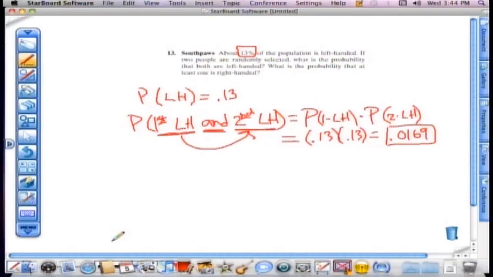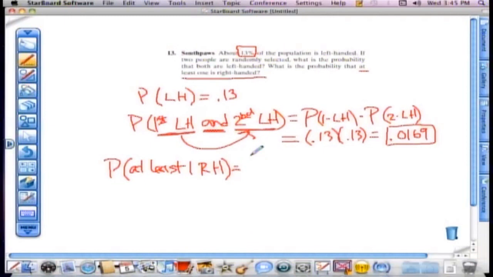Okay, now let's get to the next question. What's the probability that at least one is right-handed? At least one is right-handed. That would mean, okay, you've got two people. Either the first is right-handed, or the second is right-handed, or they're both right-handed. The easiest thing to do here is to use the complement. If at least one is not right-handed, it would mean that they are both left-handed.